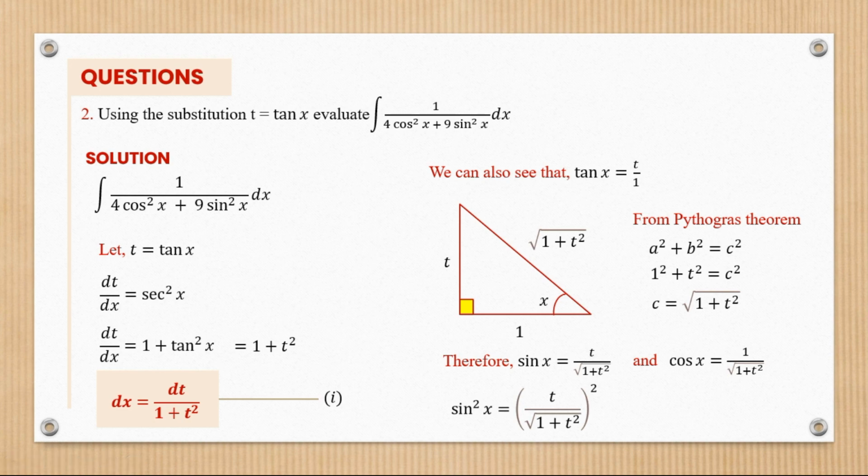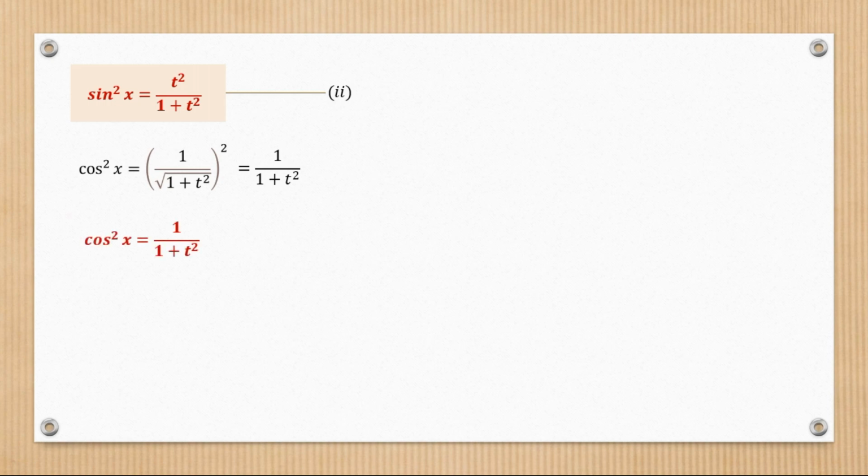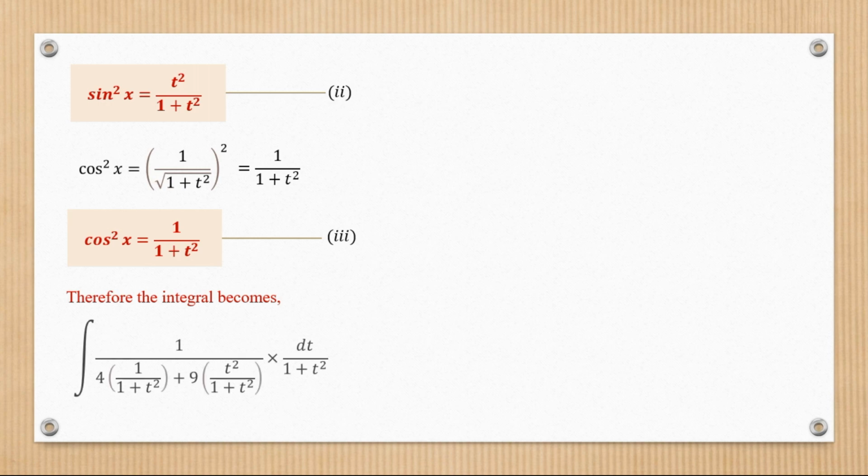So you can say that sin squared x should be equal to the square of this, which is going to be t squared over 1 plus t squared. So that's going to be our equation 2. And now let's also find cos squared, of course. When we square that, we'll have 1 over 1 plus t squared, and this shall be our equation 3. So now that we know what sin squared x and cos squared x are in terms of t, we can replace them and put them back in the integral. When you put them back in the integral, this is what we'll have.